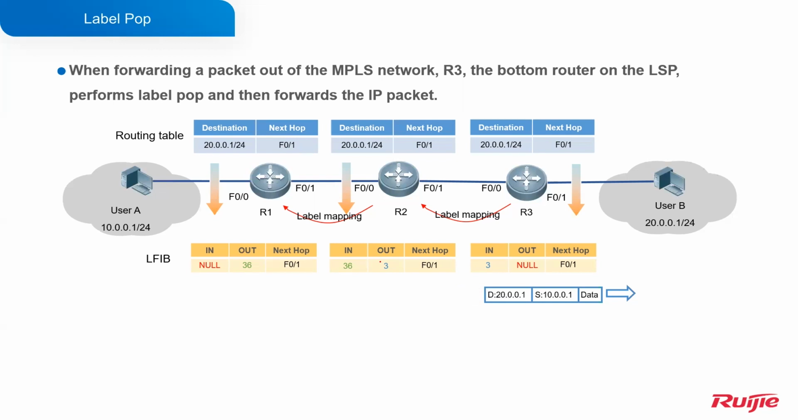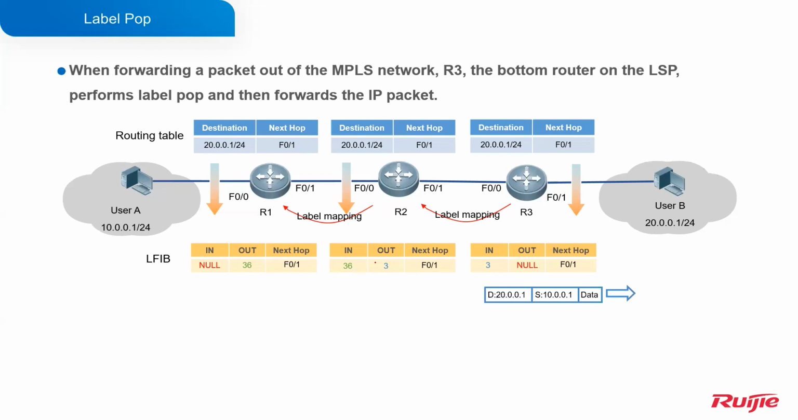For the first router, the most upstream router, you have to do the label push to add the label information. For the middle router, like route 2, you have to swap the label, to delete the in label and then add a new label. And for the most downstream router, like route 3, you have to do the label pop. That's when you delete the label information and then send the original IPv4 message to user B.